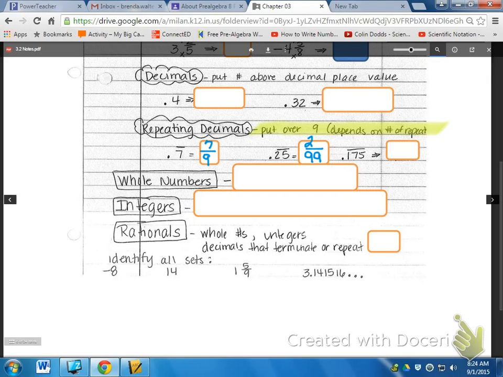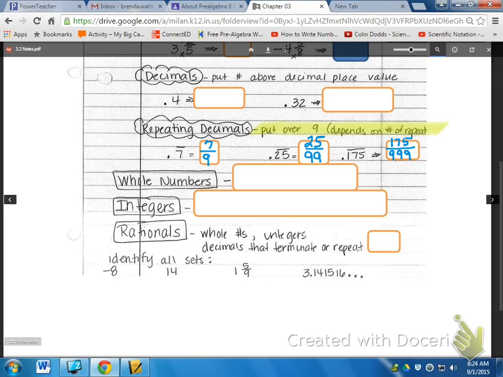So 0.25 repeating, there's 2 digits repeating, so we're going to put it over 99, and you would put 25 over 99. If anything would reduce out of that, you should do that, but in that case it doesn't. So the last one, Haley, what do you think? 175 over 999. Yep. And you should check to see if anything reduces out of that, but I don't think it does.